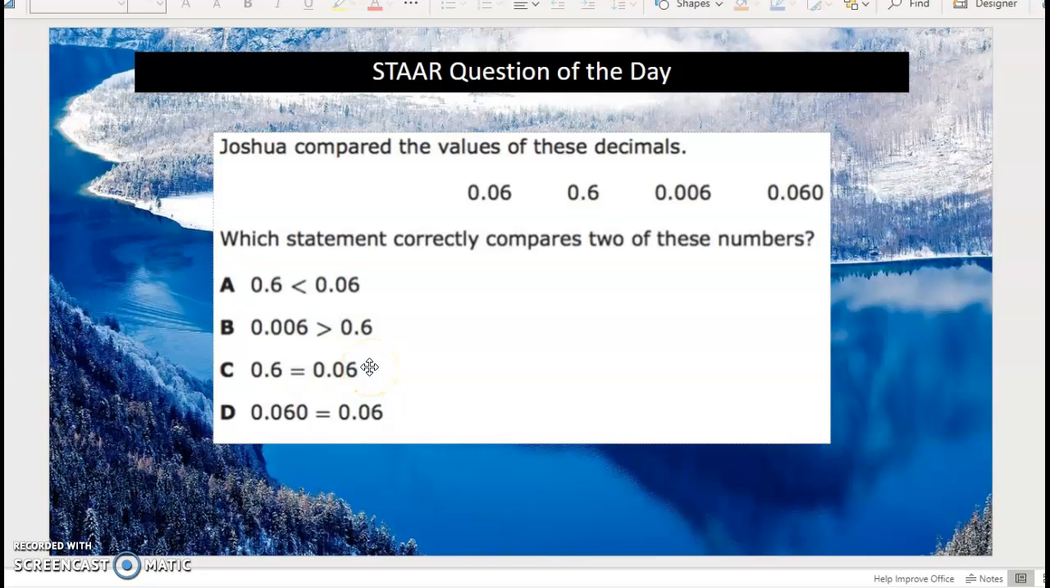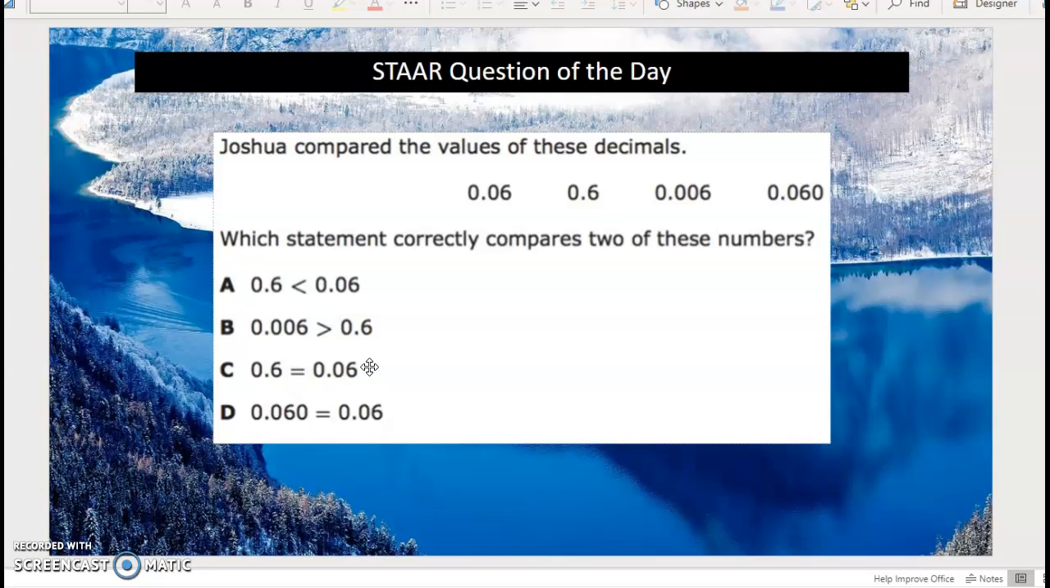Okay, let's take a look at the STAAR question of the day. Joshua compared the values of these decimals. Here he has four numbers. Which statement correctly compares two of these numbers?